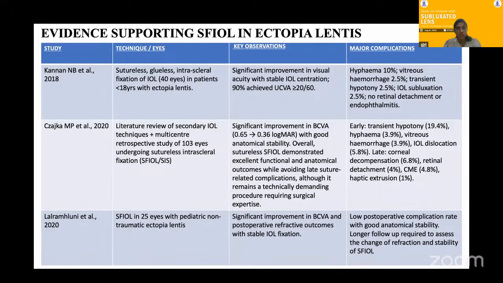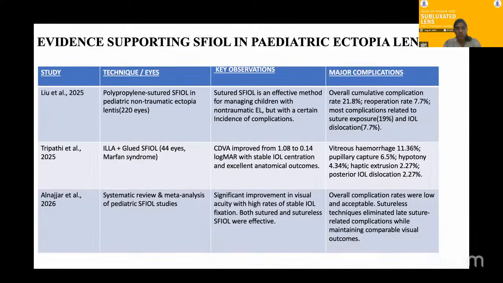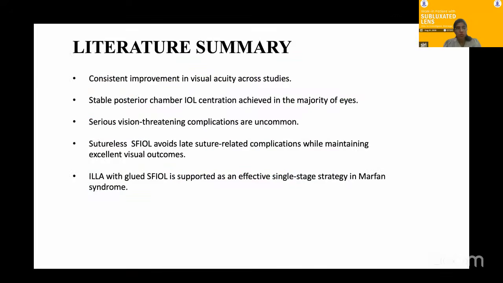Most of the studies showed significant improvement in the best corrected visual acuity and postoperative refractive outcomes with stable IOL fixation. Some of the most commonly observed complications are, again, vitreous hemorrhage and transient hypotony. Very few cases showed haptic extrusion or posterior dislocation. So esophile can be performed safely with very rare serious vision-threatening complications.